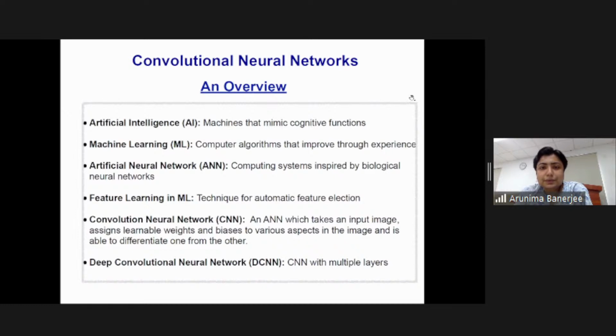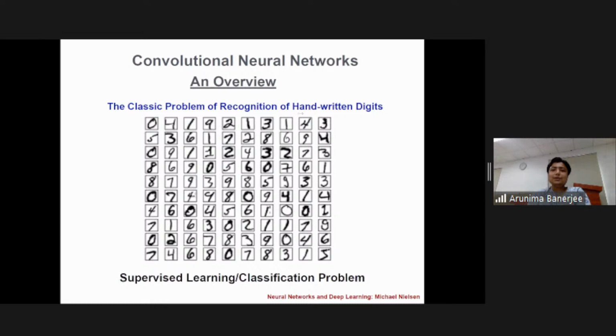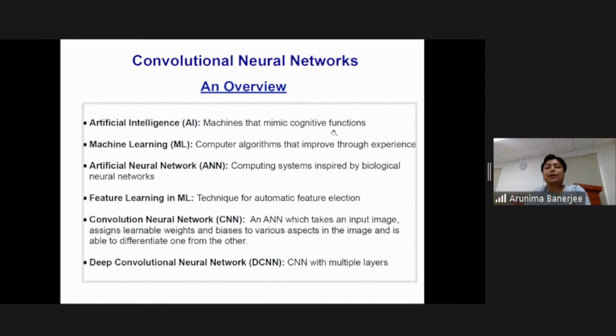Now, sorry, there was one question which I didn't answer. What does non-axisymmetry mean? Non-axisymmetry means that it is a function of phi also. It is not only radial. The potential is not a function of radius alone. It is a function of phi also. Sorry. Let us come back to neural networks now.